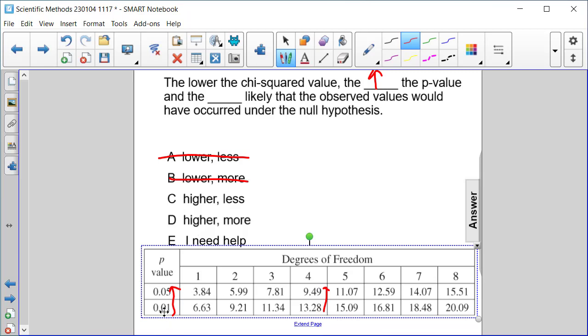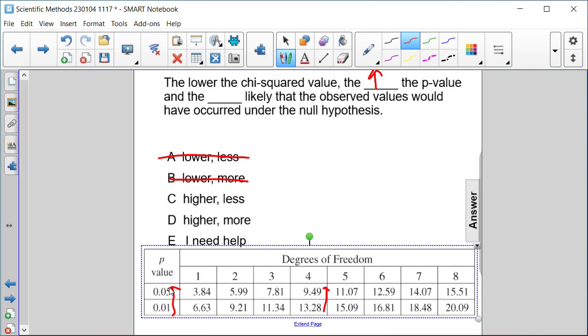So this p-value of 0.01 means that there's a 99% chance that the difference between the expected and observed data is due to something other than chance. And a 0.05 p-value means that there's a 95% chance that the difference between the data that's expected versus observed is due to something other than chance. So here, there's a 1% chance that the values would have occurred under the null hypothesis. And here, there's a 5% chance that the observed values would have occurred under the null hypothesis.